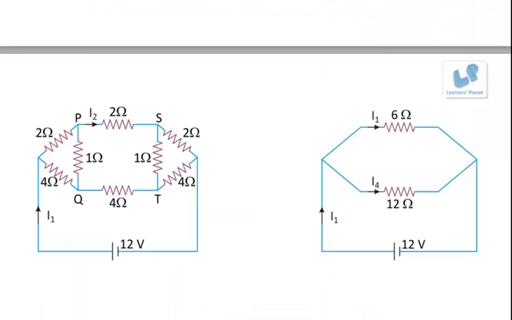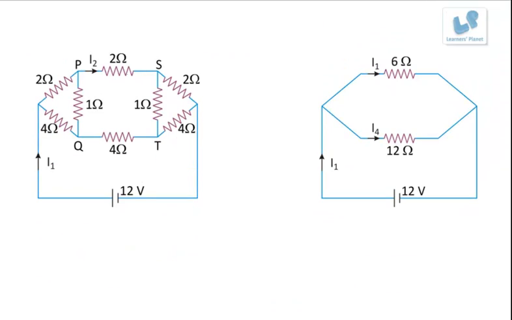Now, since this is similar to a Wheatstone bridge, we can safely say that the potential of point P will be the same as that of point Q. That means there is no potential difference across P and Q, so this 1 ohm resistance is of no use. It is just a showpiece. It becomes redundant, so we can ignore this. Similarly, we can ignore this 1 ohm resistance because the potentials of S and T would be the same.